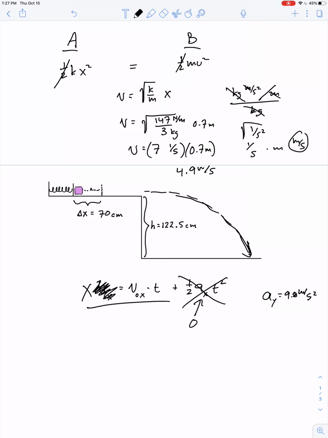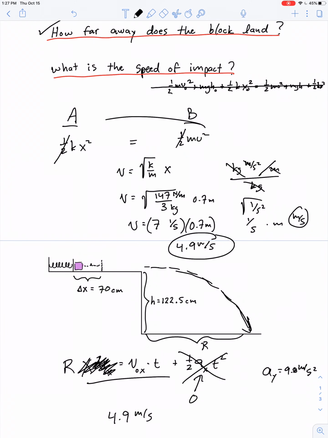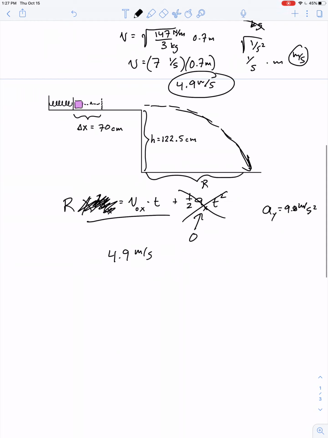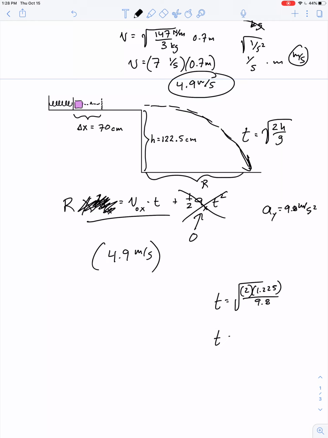So to get the value of x, or it's just as well to call it capital R for the range, we just need to multiply 4.9 meters per second, the result we had from conservation of energy from A to B, multiplied by some amount of time. Well, you should know by now that the time of flight is just equal to the square root of 2h over g. So this is the square root of 2 times 1.225 divided by 9.8. Grab a calculator, see what you get. Yeah, this comes out to be 0.5 seconds.